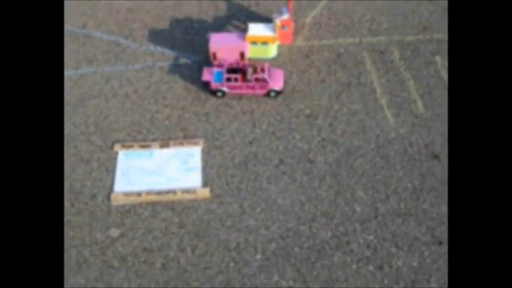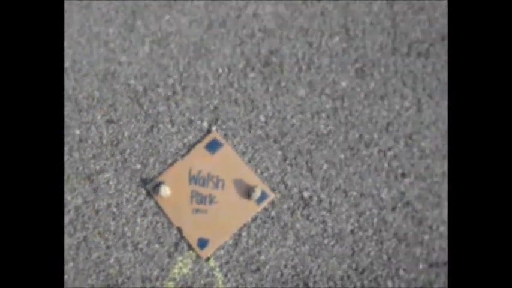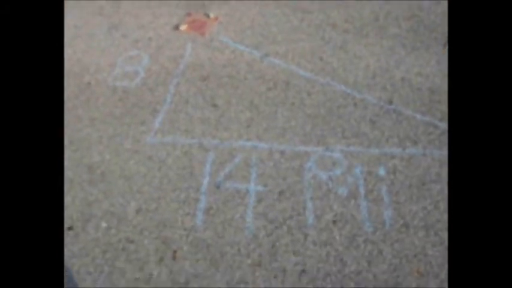Our softball coach wants to know which field is closer to host our tournament on. We have Valley Sports, which is right here, and we have Walsh Park, which is right here. So our softball coach wants to figure out which is closer from her house. So first, let's figure out Valley Sports. Here is from her house to Valley Sports.